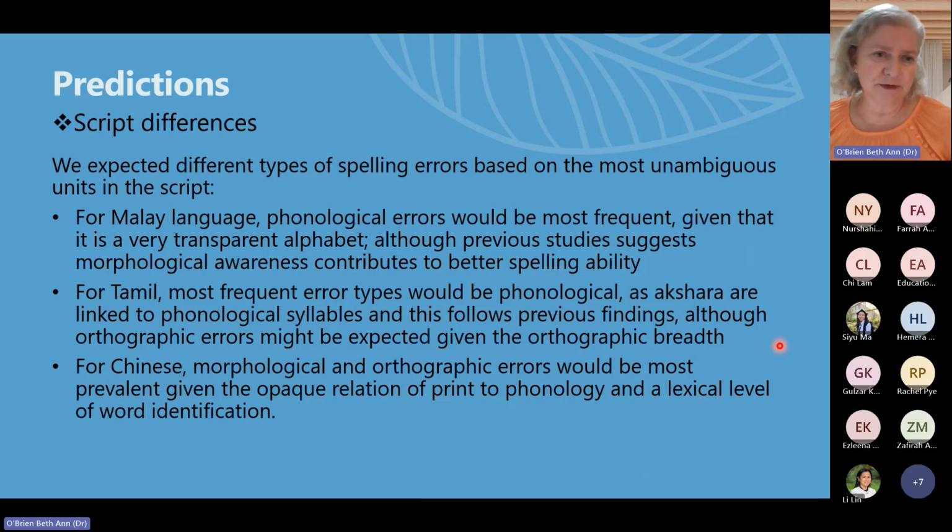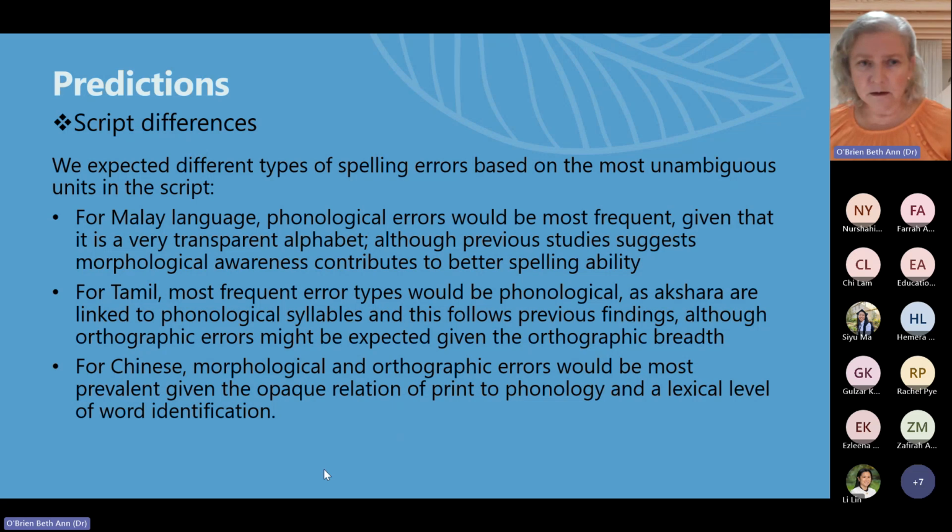And the phonological syllables follow a sound to print mapping pretty consistently. But we also expected that they might show more orthographic errors just based on the bigger orthographic breadth, that they have to learn many more graphemic units. And then on the other hand, for Chinese, we expected that the children would make more morphological and or orthographic errors because of the opaqueness of the relationship between the print and the phonology for Chinese, and that they would process words at a more lexical level.